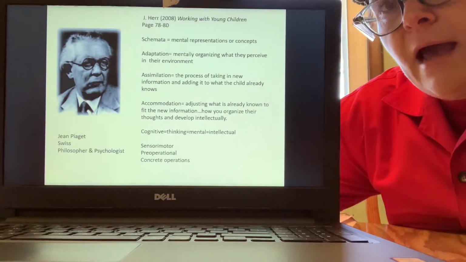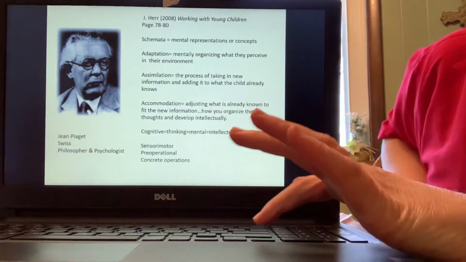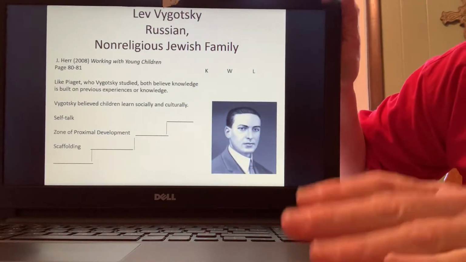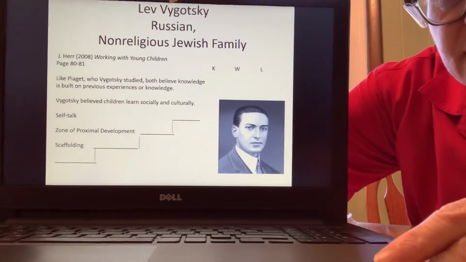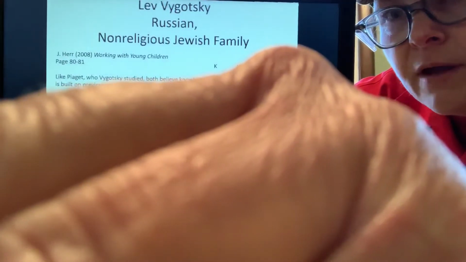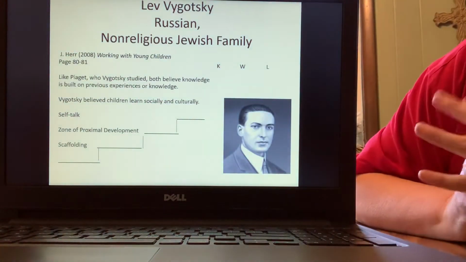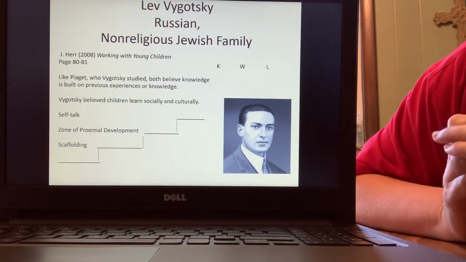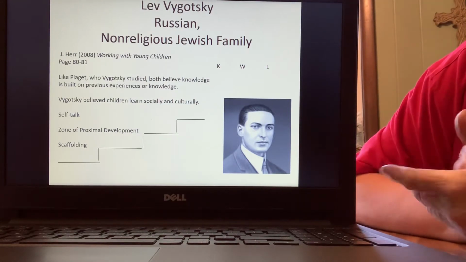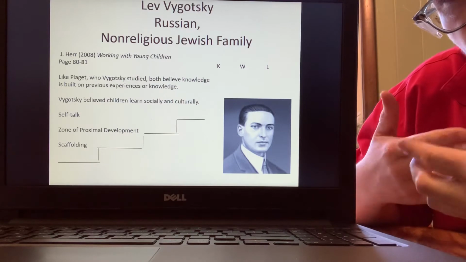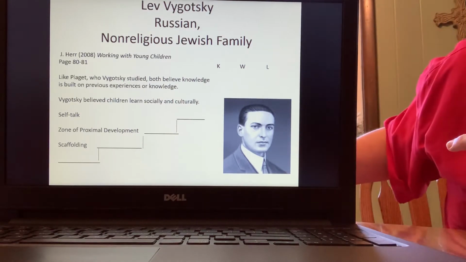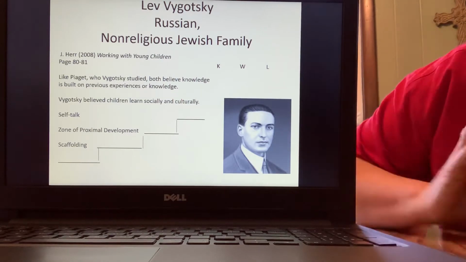All right, and now we're going to move on to our next theorist. Okay, so this guy is Lev Vygotsky. Lev Vygotsky was a Russian in a non-religious Jewish family. During this time, we have to understand that the World War I, World War II era was going on. And so that was a very important thing to take note of.